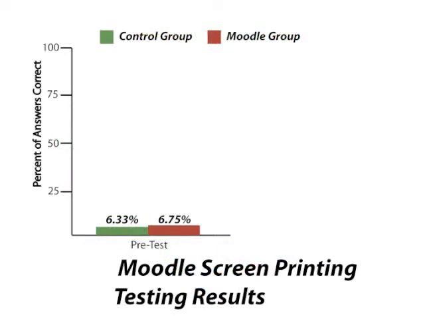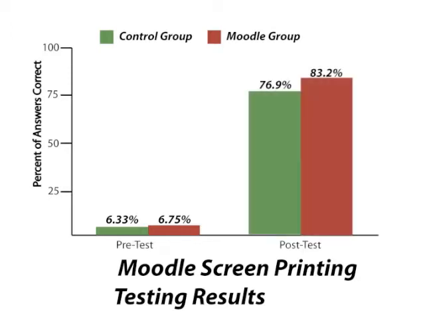As you can see from the graph, both the control group and the Moodle group had very little previous knowledge of screen printing or any of the equipment or process involved. The post-test results are much more significant, both in how much the students retained as well as the difference between the control and the Moodle group.